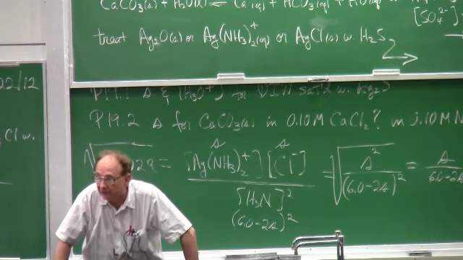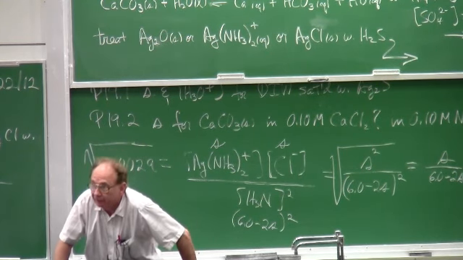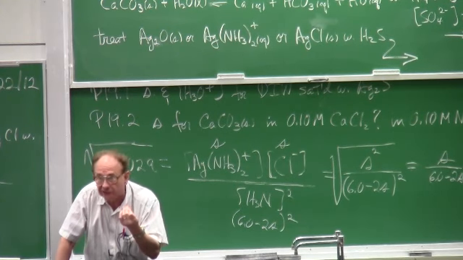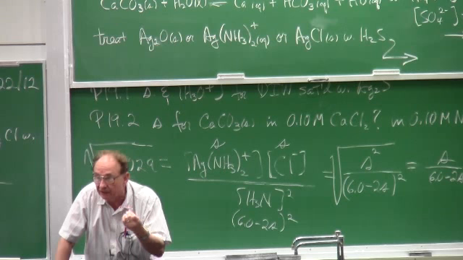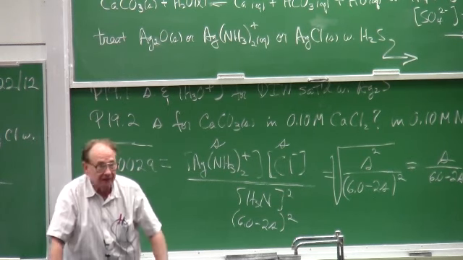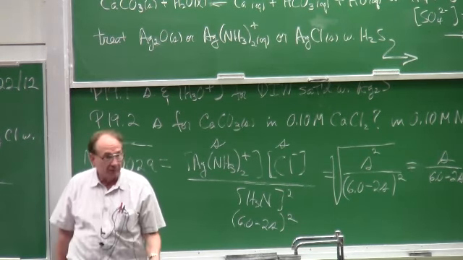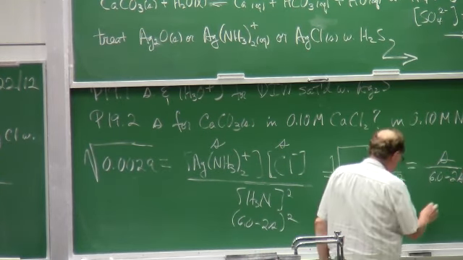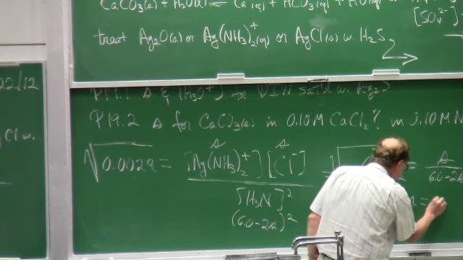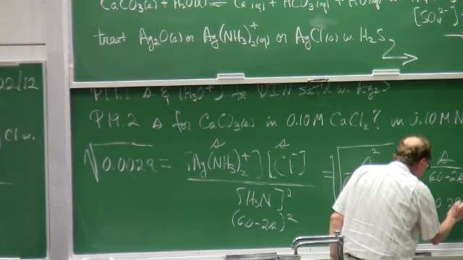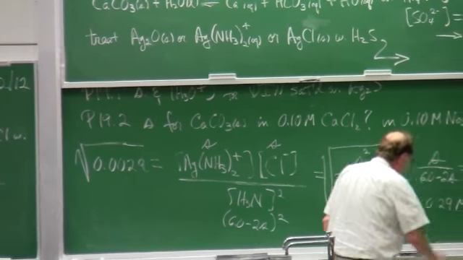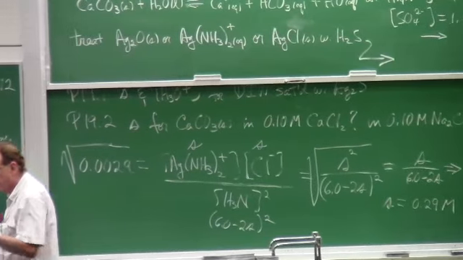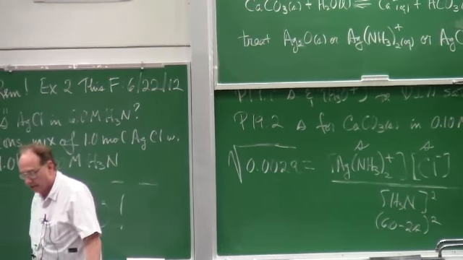You know, when you take the square root of a number that's smaller than 1, you've got to get a number bigger than what you started with. Because when you multiply two fractions, each of which is smaller than 1, times each other, you get a still smaller result. Well, I'll let you do the arithmetic, and you'll find out that s is 0.29.